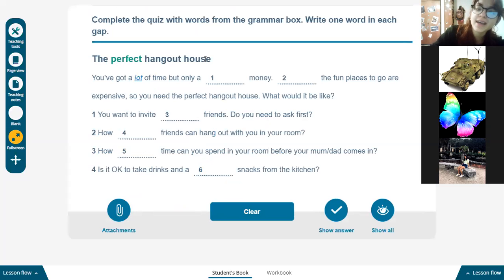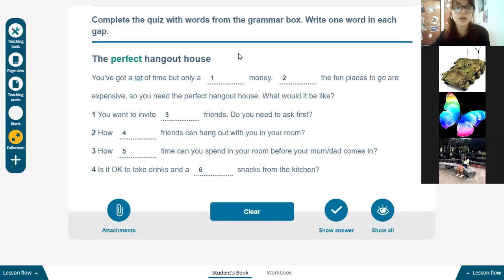What do you think a hangout house is? Do you know what hangout means? If I say, I'm going to hang out with some friends tonight, what am I saying? I'm asking for the meaning. What does it mean? To get together. So a hangout house, what do you think it is? Right, a house for hanging out with your friends.